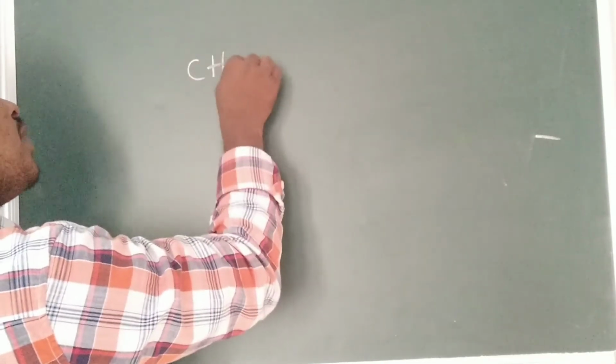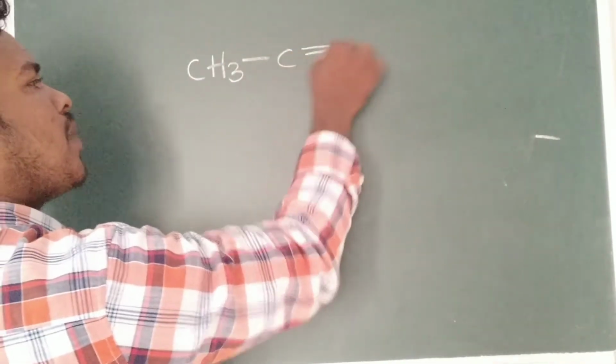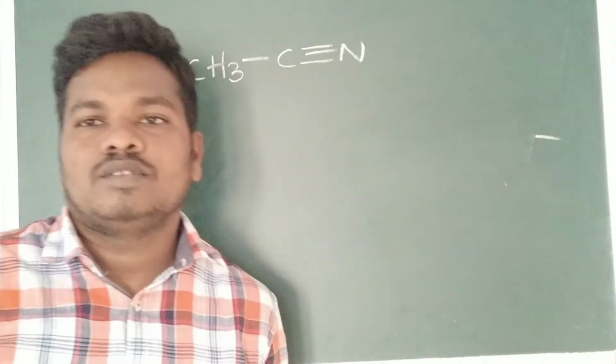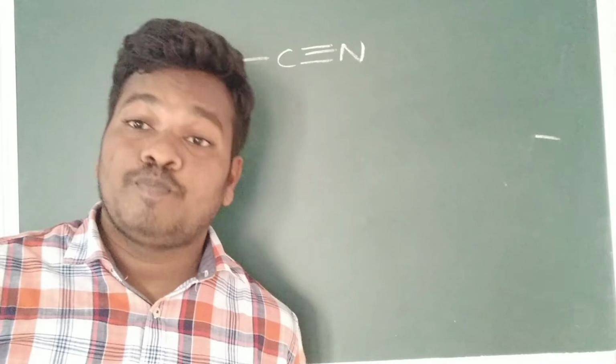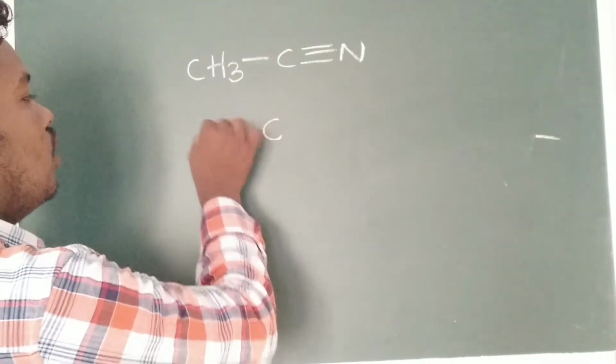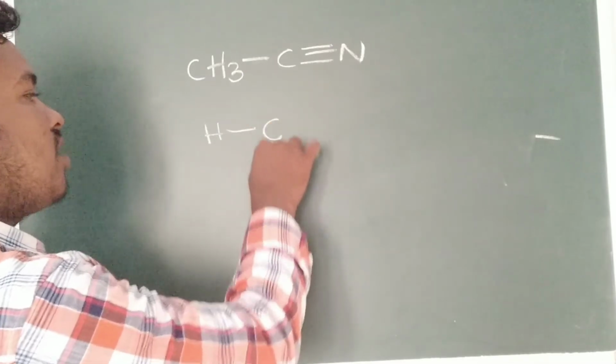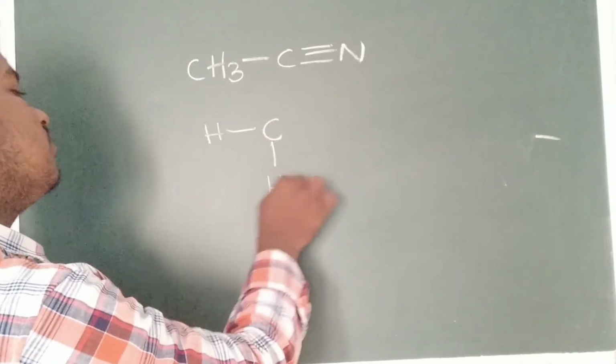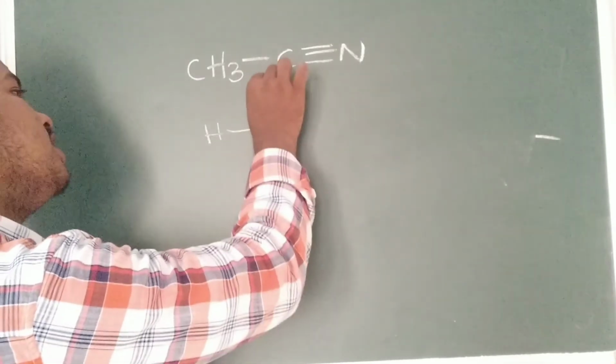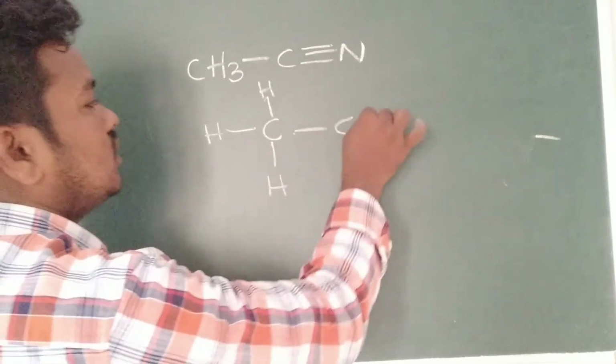Calculate the number of sigma and pi bonds and the lone pairs. Questions like this will also be asked. First of all, we have to write the expanded structures. Lone pairs means the valence electrons that are not involved in the bonding. So, C triple bond.